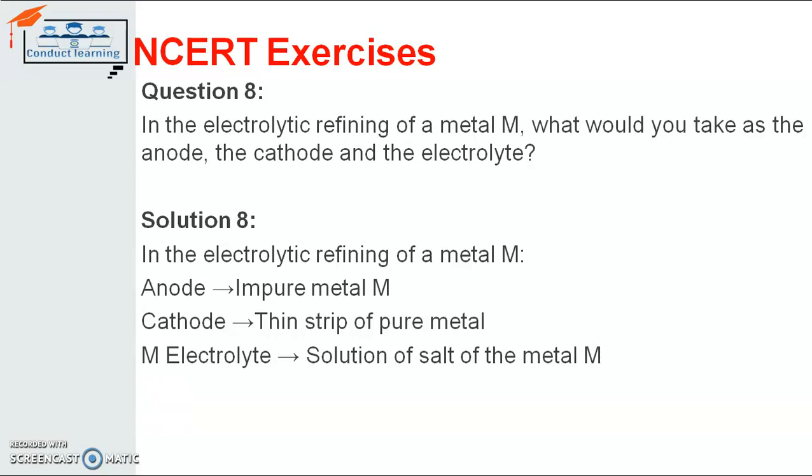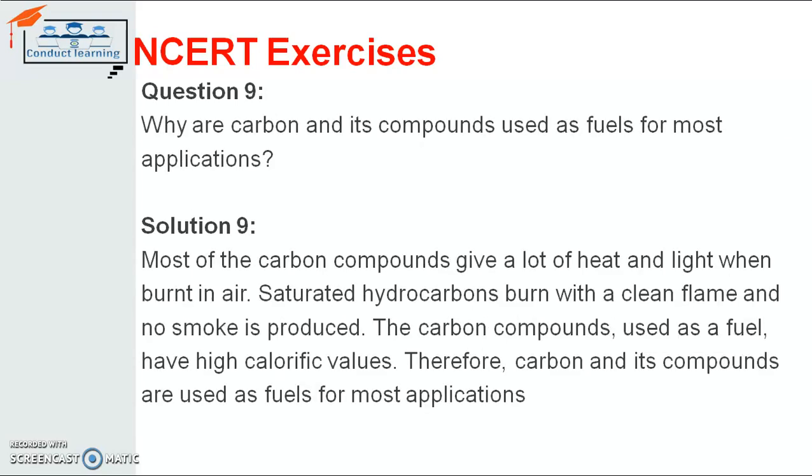The next question is, in the electrolytic refining of a metal, what would you take as the anode and cathode and the electrolyte? So this is a simple question, and the straight answer is that in electrolytic refining, where we extract pure metals from impure or raw metals, we need an anode of impure metal, a cathode of pure metal, and the electrolyte solution is a salt of the metal, right?